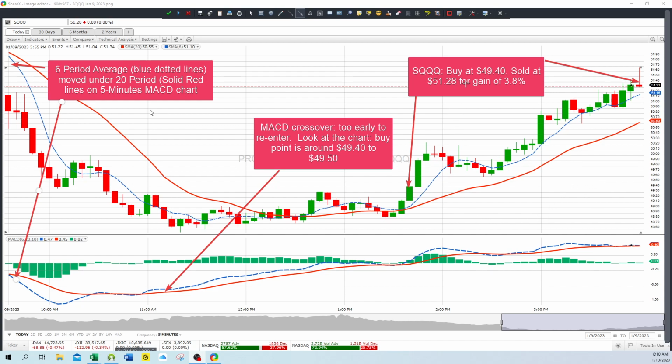And so at the end of the day, we sold at 51.28 for a gain of 3.8% on that one trade. So that's how we do it at G3 Investors.